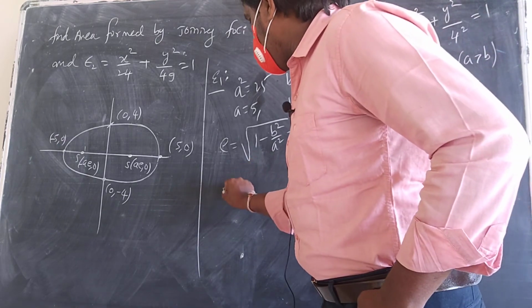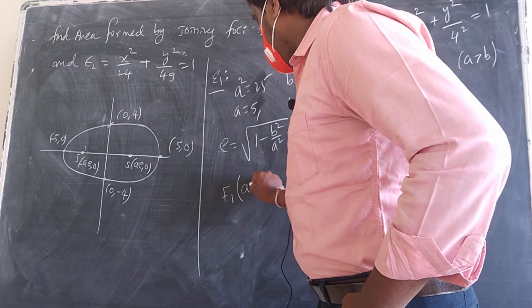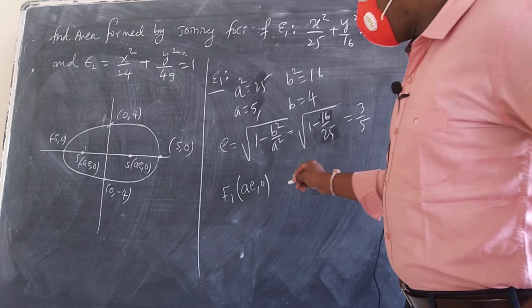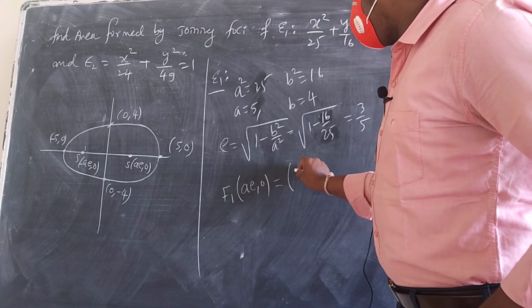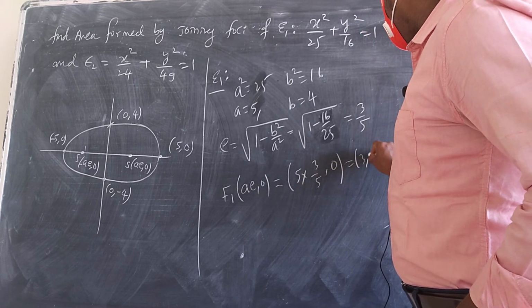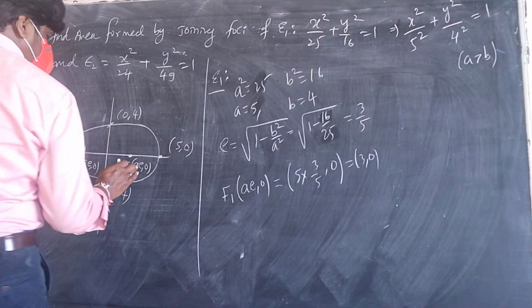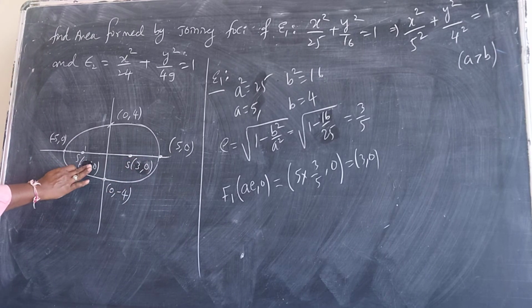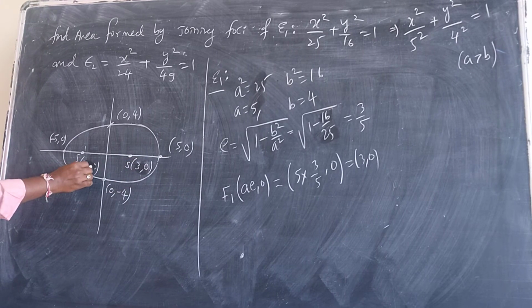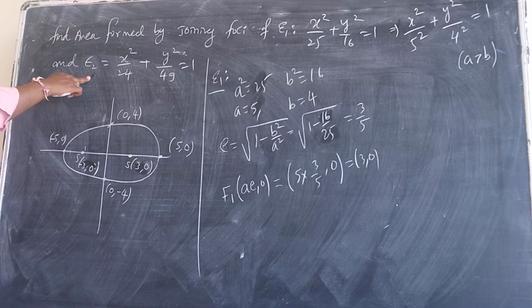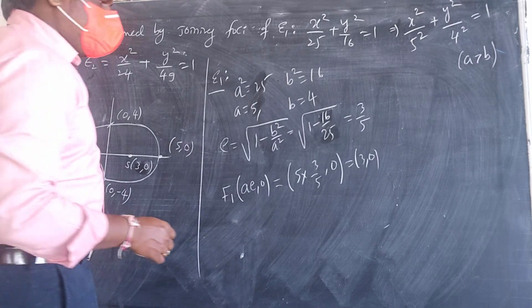Then what will the focus be? What will be the one focus? Focus will be AE comma 0. There will be two foci, plus or minus. What is one focus? a is 5 and e is 3 by 5, comma 0, that is 3 comma 0, one focus. One focus I got, 3 comma 0. Then another focus will be minus 3 comma 0. Now what is it saying here? Another ellipse is given. What is the other ellipse they have given?